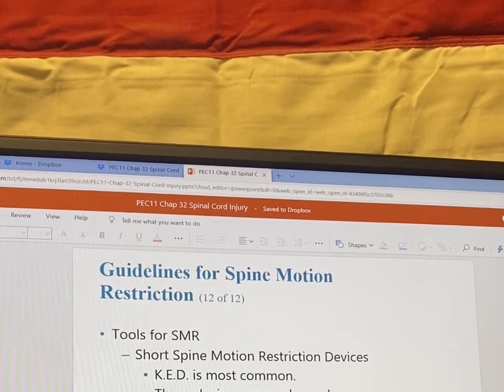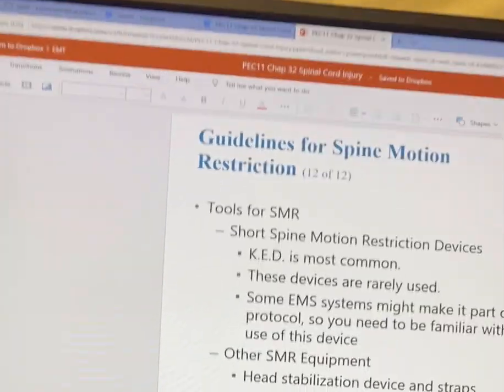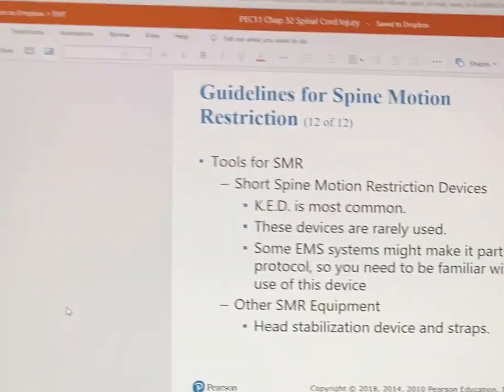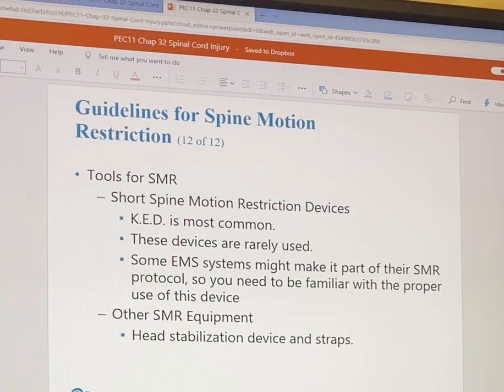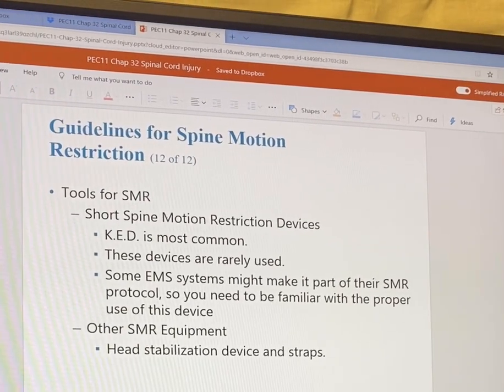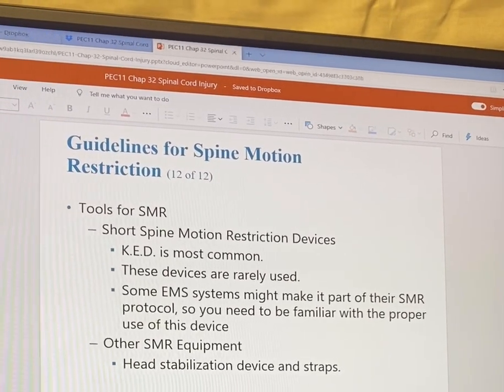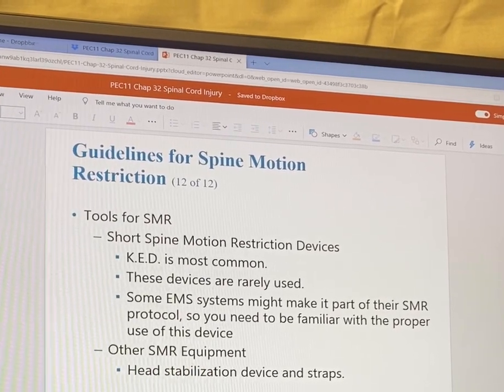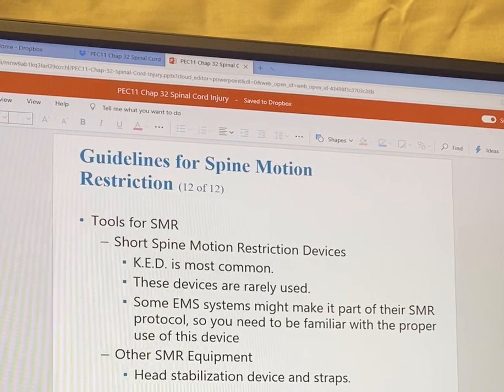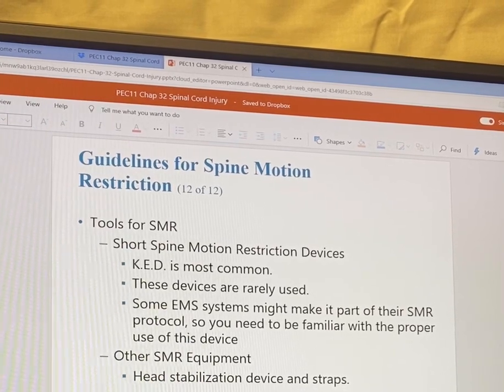But current research has shown that more manipulation can occur when applying and using these devices as compared to having a patient simply extricate themselves from the vehicle while maintaining their own self-restriction of their head and neck. EMS crew can instead remove the patient using rapid extrication.